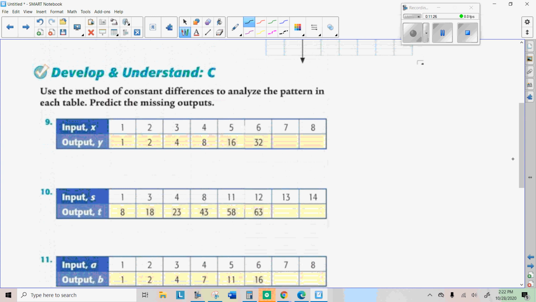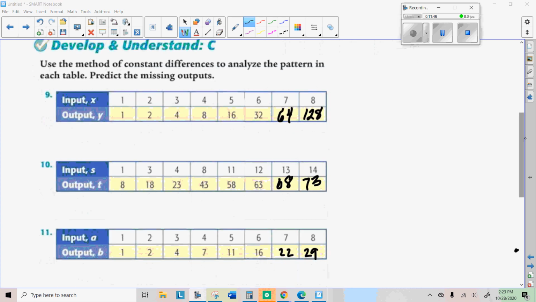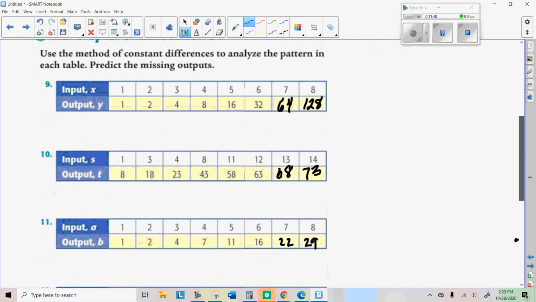So you guys, in these tables, what we're going to do is look at the pattern and see if we can predict what the missing numbers are. I'm going to just let you do this. It'd be fun if you can figure out what the pattern is and what the missing numbers are. And then you can check back and we'll talk about how you found those. But basically, you want to look at the difference between the numbers to help you do that.